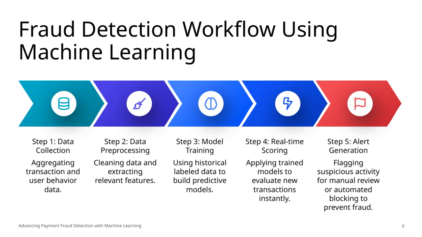Once the model is trained, we implement real-time scoring to quickly evaluate new transactions as they occur, allowing us to catch suspicious behavior immediately. Finally, when the system detects something potentially fraudulent, it generates alerts so that either automated systems can block the transaction or human analysts can review it further, helping to prevent fraud before it causes harm.